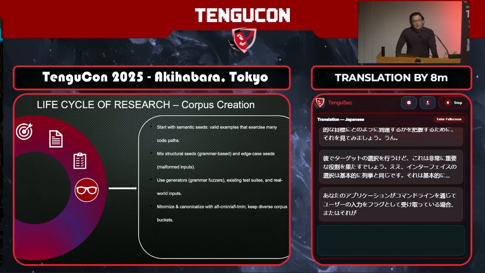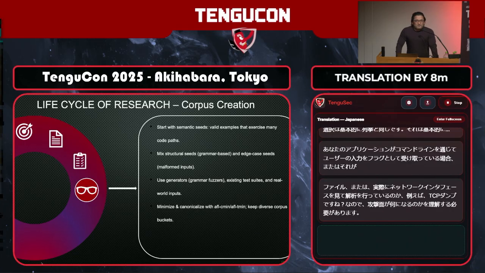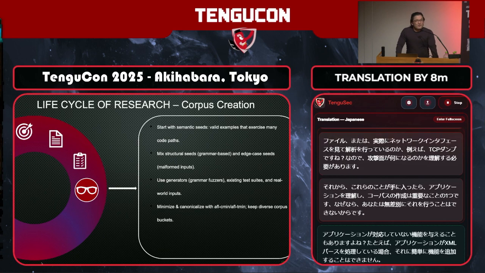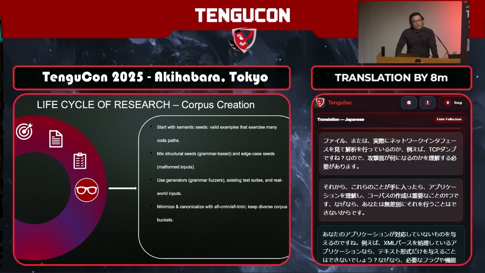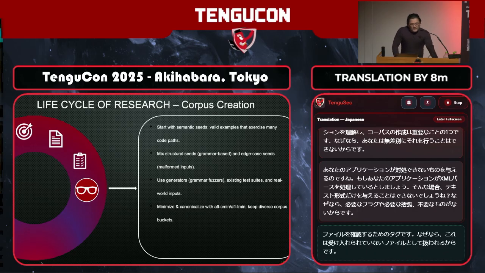Then once you have got those things in hand and you understand your application, corpus creation is one of the key things, because you cannot blindly give your application something it doesn't handle, right? If your application is handling, let's say, XML parsing, you cannot so easily give it just a text format, right? Because it doesn't have the necessary flags or brackets or tags, it's going to treat it as an unaccepted file, and it's not going to reach the specific functions of your application. So that's why understanding your application and creating the corpus is very important.